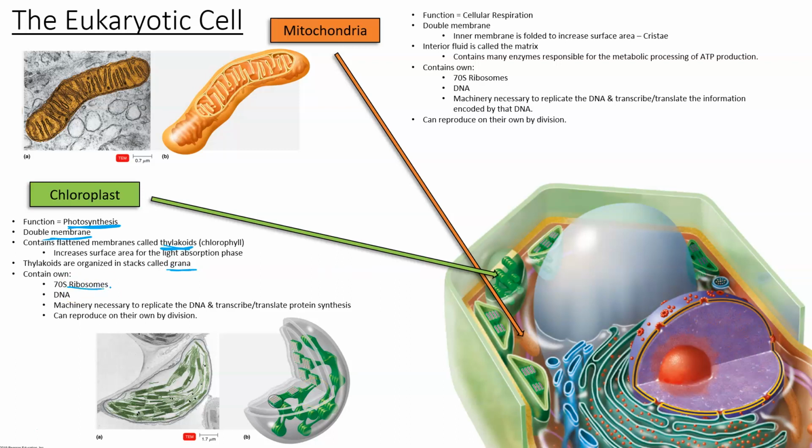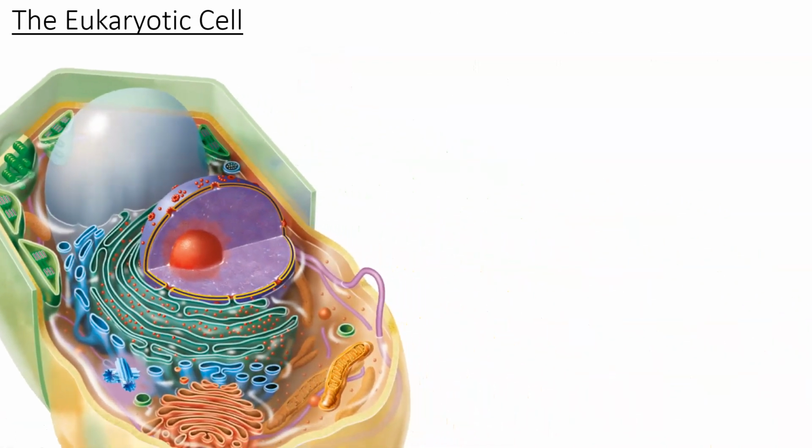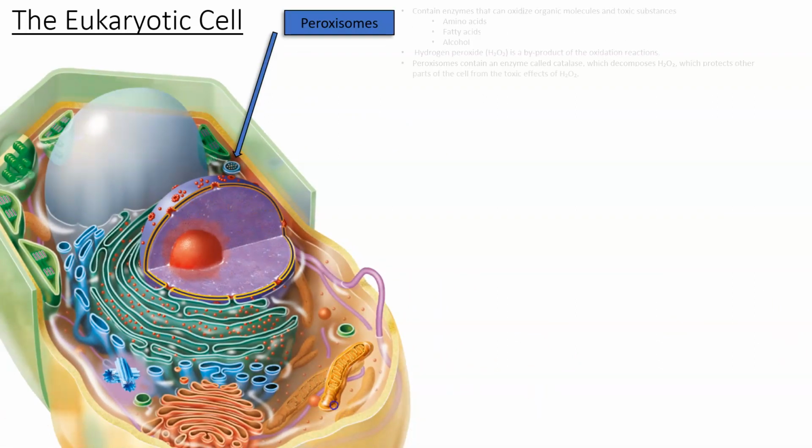They possess their own 70S ribosomes and DNA. They can also reproduce by binary fission and have all of the proteins associated with protein synthesis and DNA replication to replicate themselves in-house. Again, it helps support the endosymbiotic theory, which will be a future video all on its own. Some other structures associated with a eukaryotic cell are peroxisomes.